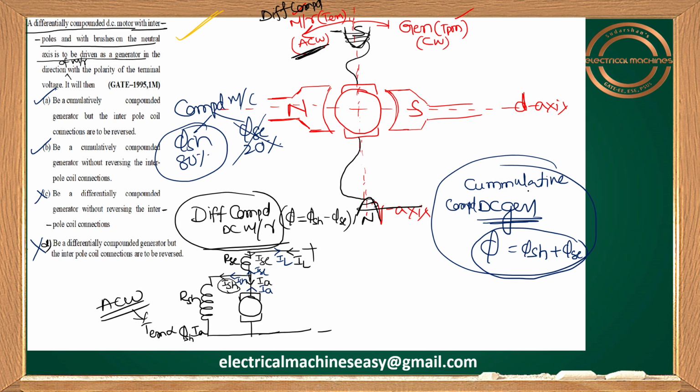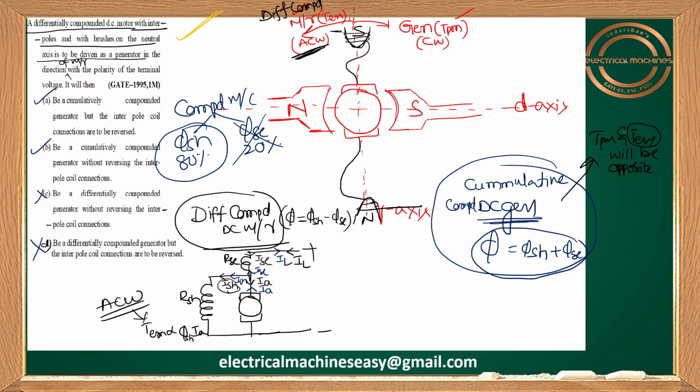Now it is acting as cumulative compound. It is a generator. So please try to understand, in a generator everybody knows that the direction of TPM and TM will be opposite. I already told you in the basic, simple diagram of the generator. In a generator, motor action will take place, and because of motor action, electromagnetic torque comes into the picture. Direction of TPM and TM will be opposite.